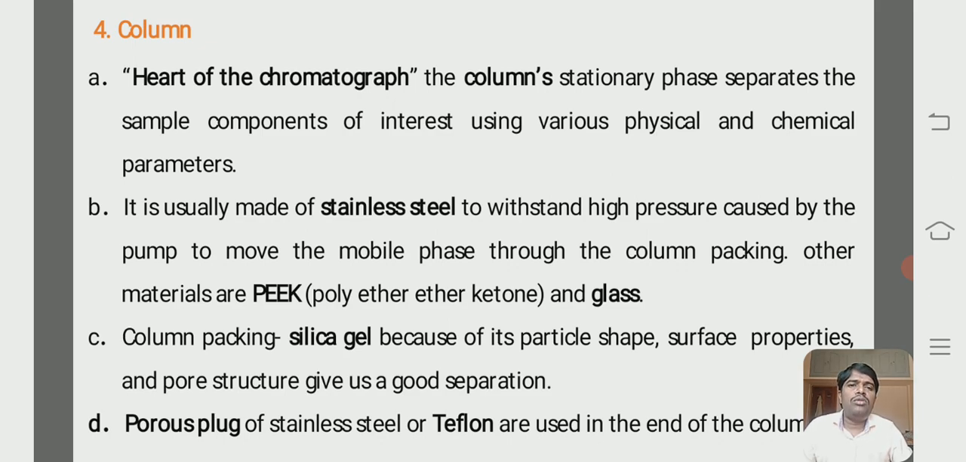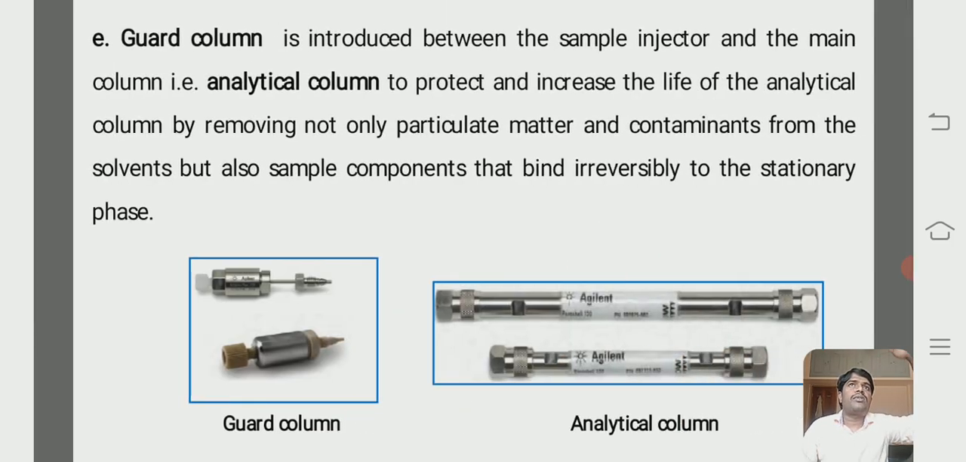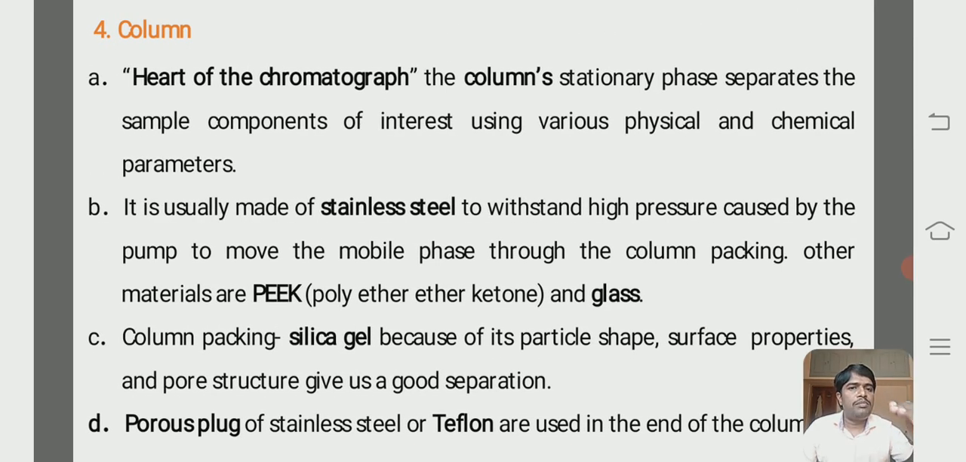How is the column packed in this technique? It is packed using silica gel, because its particle shape, surface properties and pore structure give a good separation. Next, a porous plug of stainless steel or Teflon is used at the end of the column in order to retain the components.